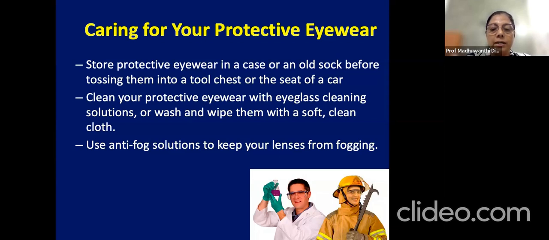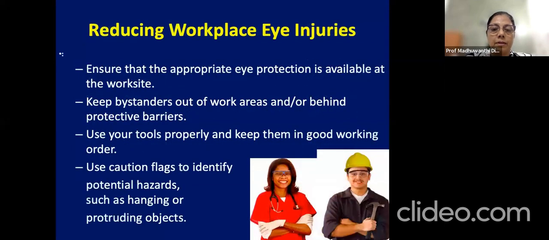And also cleaning the protective eyewear is important. So you can wash and wipe with a soft clean cloth, and also use anti-fog solutions to keep the lenses from fogging. So it is very important to go into detail and see that they are using this protective eyewear.